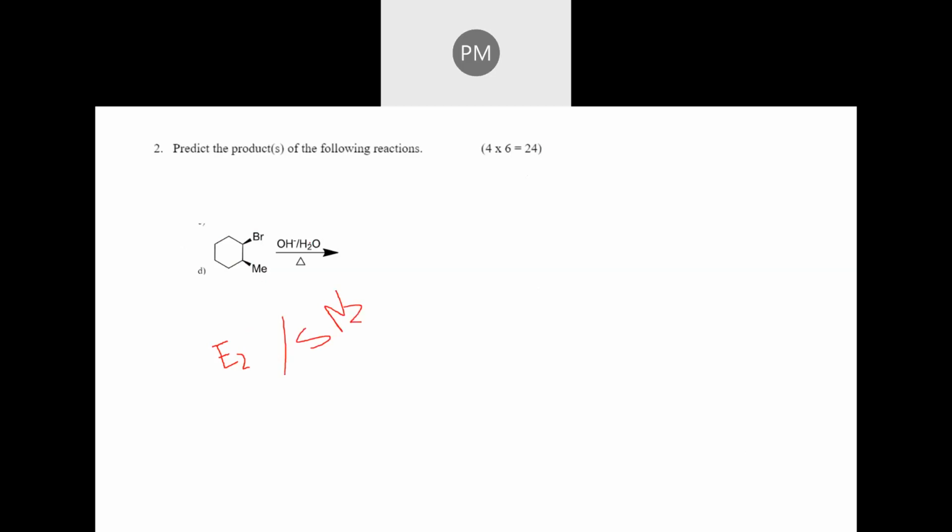So if we do it like this, one is SN2, so then what will be the product? The SN2 product will be like this. This is the OH below the plane. This one is methyl. This one will be our SN2 product.